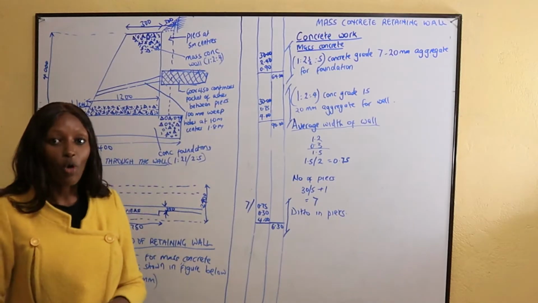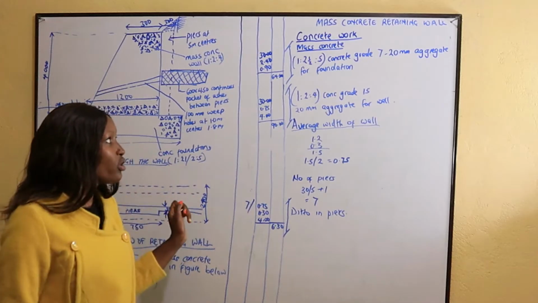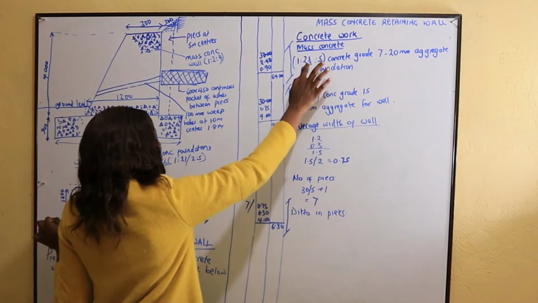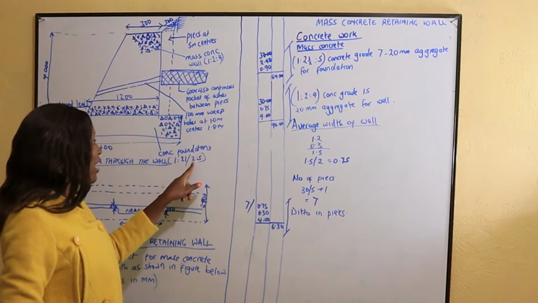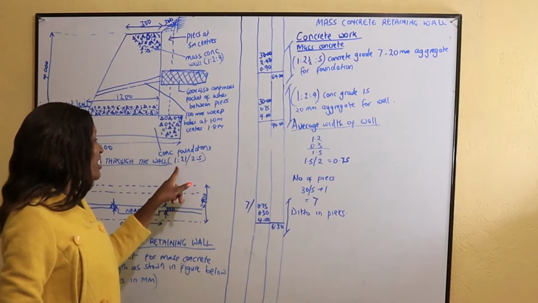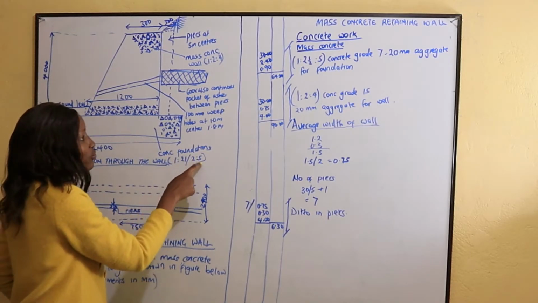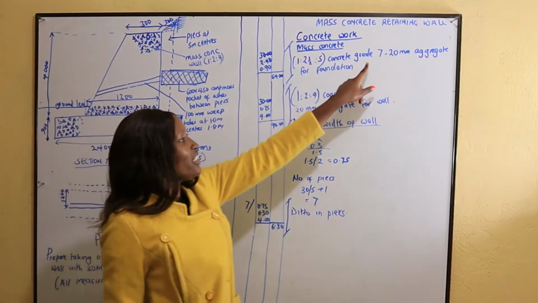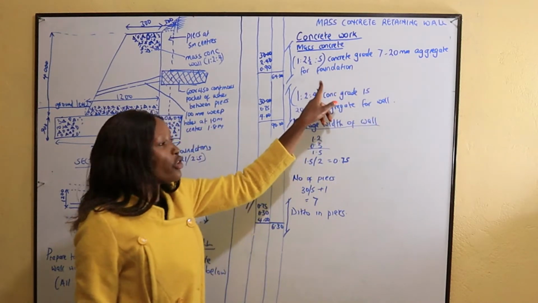Alright, let's start with the concrete work. We shall start with the mass concrete, and it is to the foundation. So this concrete, yes, it is 1:2.5:5. Concrete grade 7, 20 millimeters aggregate for foundation.